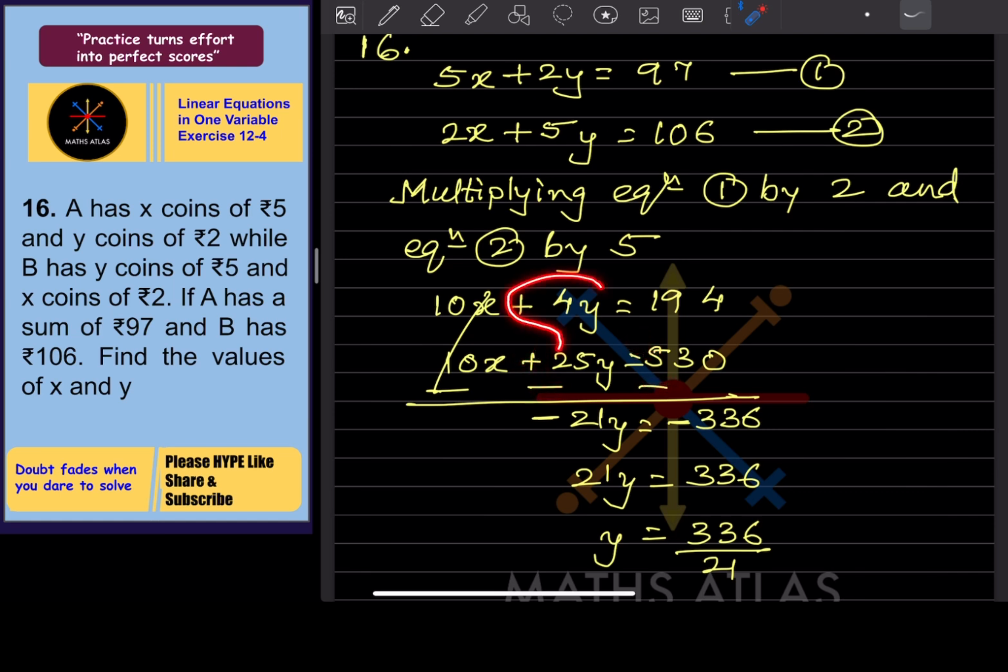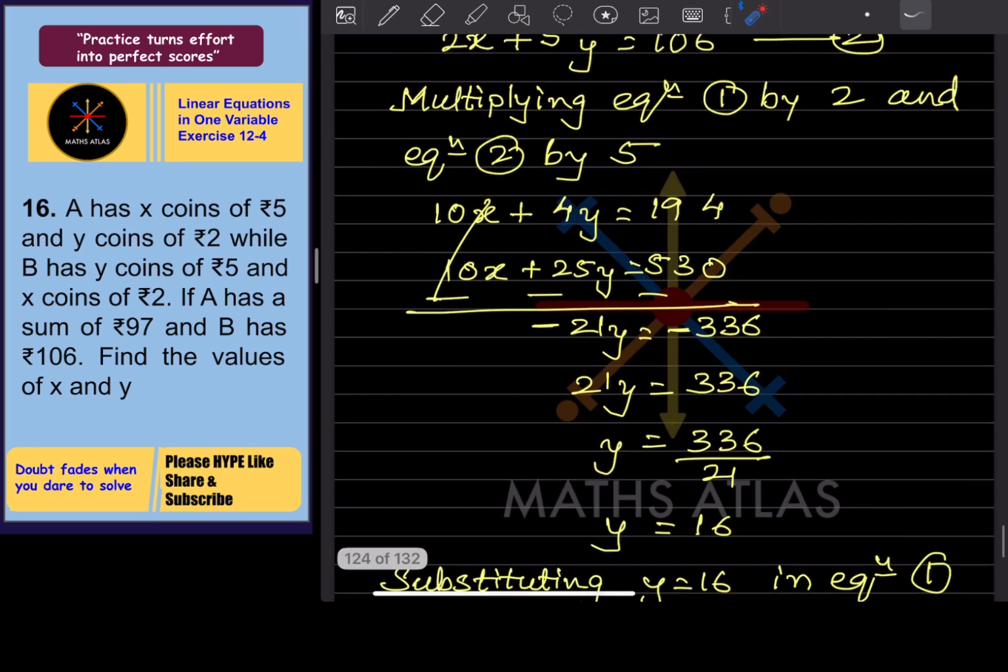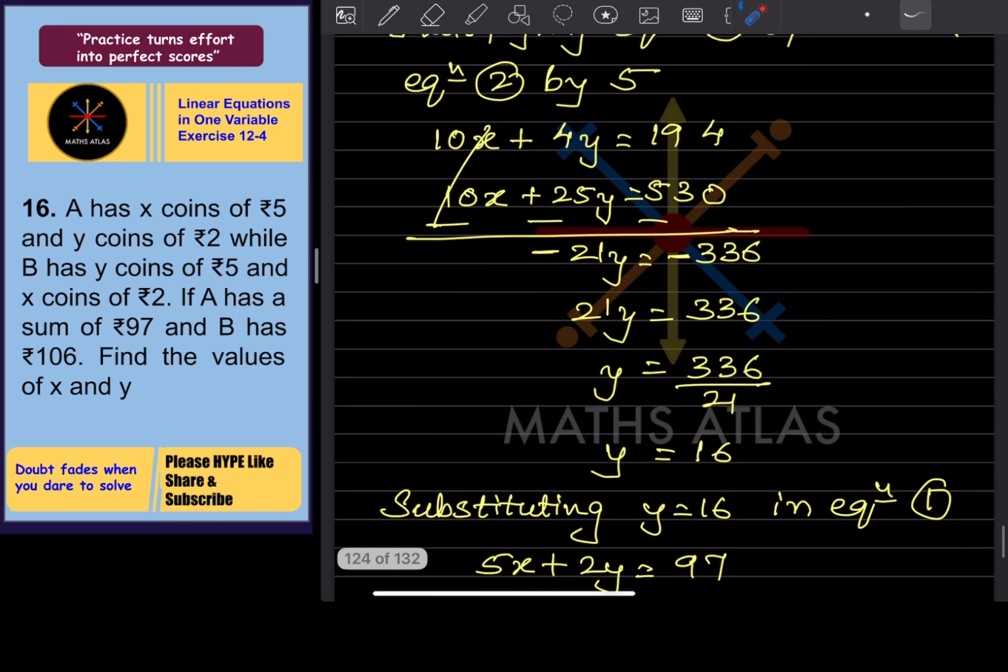Look at this sign. So minus 25 plus 4, that will be minus 21y. And now here, minus 530 plus 194, which is going to be minus 336. So both the plus, there is minus, so that will get cancelled out. So 21y will be 336. So y will be 336 divided by, this is multiplication, it will get divided. So y is going to be 16.